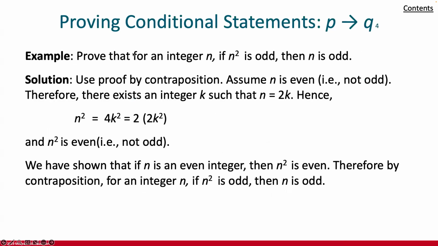Another example, prove that for an integer n, if n squared is odd, then n is even. And so how would we go about the approach? So we would use a proof by contraposition, assume n is even, that is not odd, therefore there exists an integer k such that n equals 2k. And so we can see the rest of it that we laid out here. We have shown that if n is an even integer, then n squared is even. Therefore, by contraposition, if n squared is odd, then n is odd.